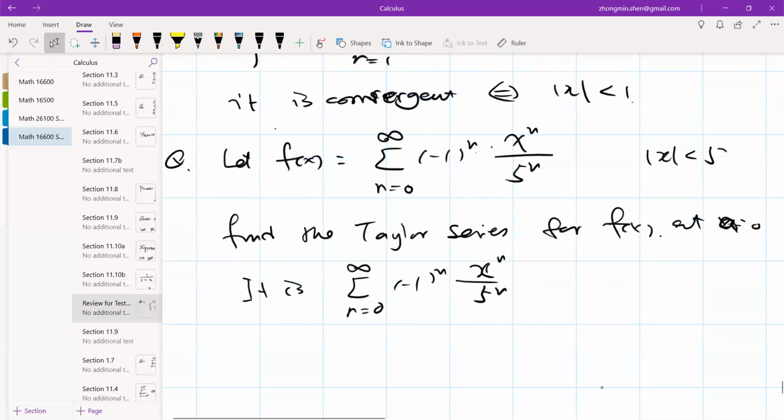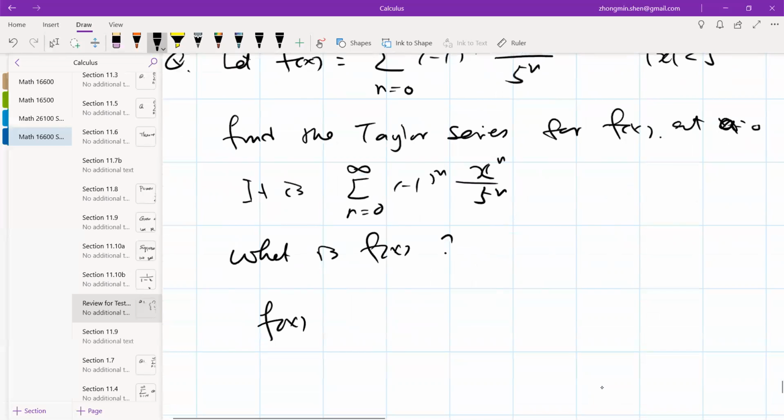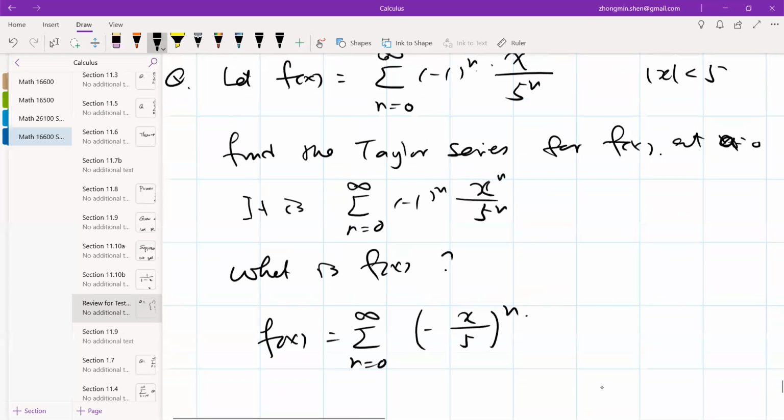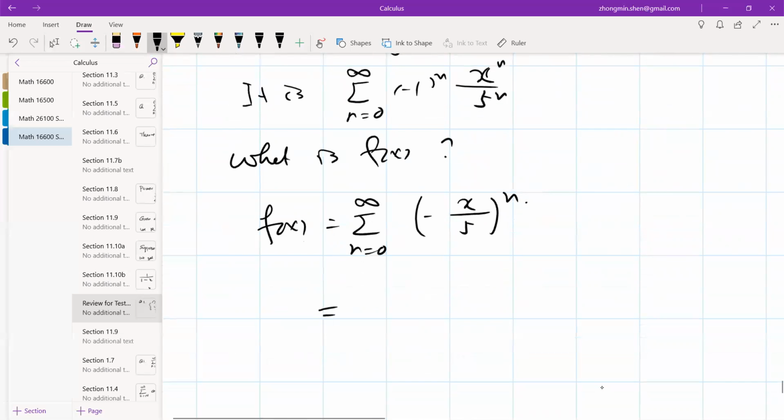Okay. Now, what is f right now? In this particular case, I can find f. f of x is going to be the sum of negative x over 5 to the power n. So this is by the formula, right? It's going to be 1 over 1 minus negative x over 5. So actually it's going to be 5 over 5 plus x.